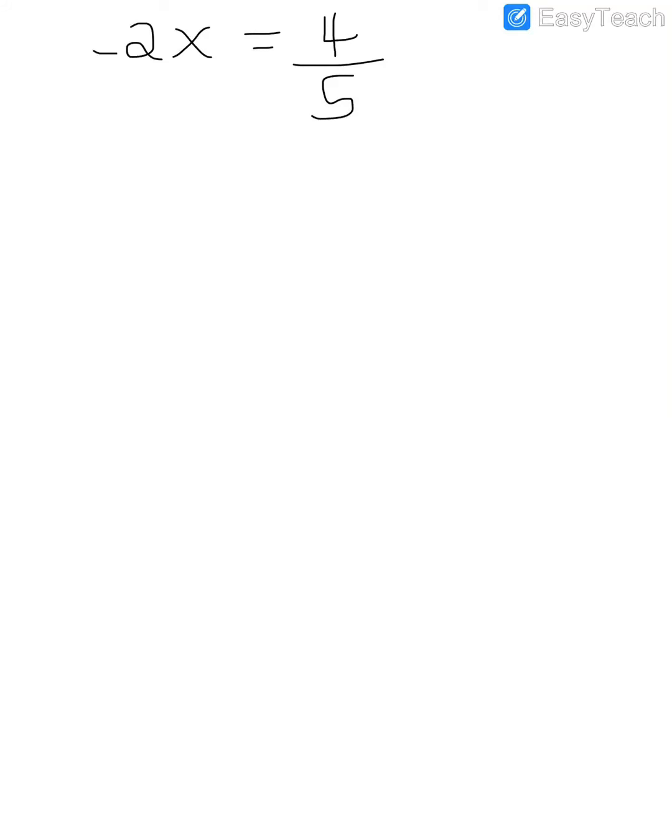Okay, so this equation is negative 2x equals 4/5. What we're trying to do is figure out the value of this x that would make it true. In other words, negative 2 times what number gets us to 4/5. So since our operation here is multiplication, we can use the multiplicative inverse to get the x value by itself.